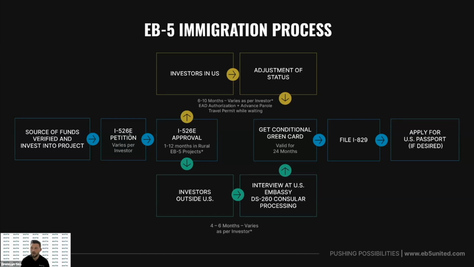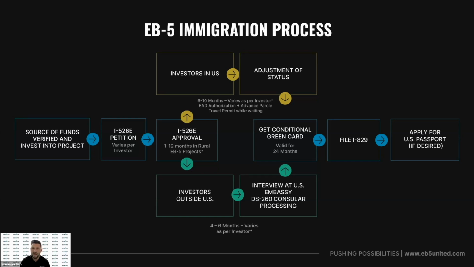So you first have to wire us the money into the escrow account, and then that money gets sent to the project, and your I-526E petition is filed by your immigration attorney. We're seeing approvals in rural projects in around an average of 6 months. Like I mentioned, we've had some as fast as 29 days, 30 days, 31 days, 36 days in some of our rural projects.